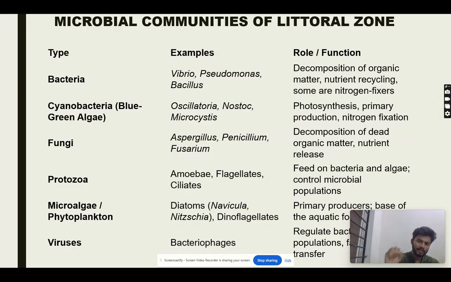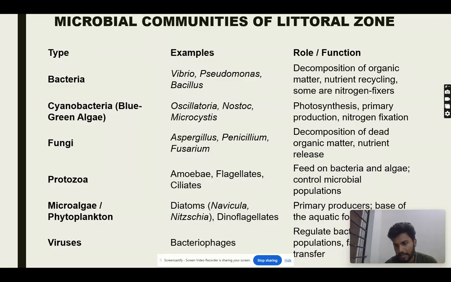Talking about the microbial communities of the littoral zone, among them bacteria like Vibrio, Pseudomonas and Bacillus are the species found in the littoral zone. Their main role or function is decomposition of organic matter and nutrient cycling, and some of them are nitrogen fixers. And the cyanobacteria, also blue-green algae, like Oscillatoria and Nostoc, are involved in photosynthesis and nitrogen fixation, as discussed earlier. Then fungi also, Aspergillus, Penicillium, and Fusarium species, carry out decomposition of dead organic matter and nutrient release.